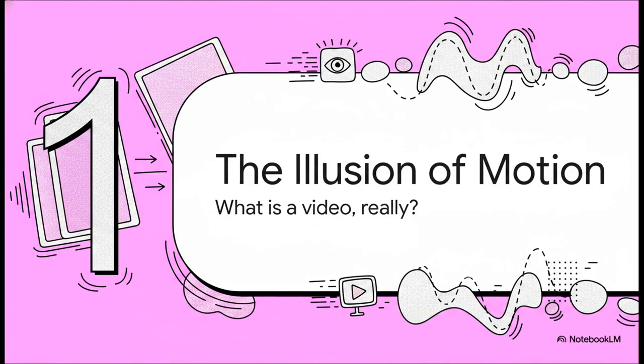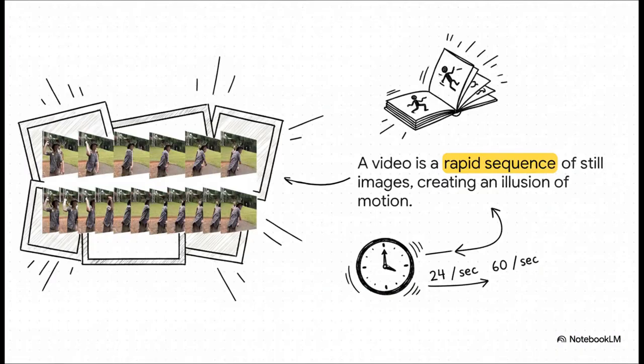All right, let's kick things off with the illusion of motion, because before we can understand how a machine sees movement, we have to talk about what a video really is, and the answer might surprise you. So here's the fundamental trick. A video isn't actually a moving picture at all. It's an illusion. You know, just like one of those old-school flipbooks you made as a kid? It's just a rapid-fire sequence of still images we call frames.